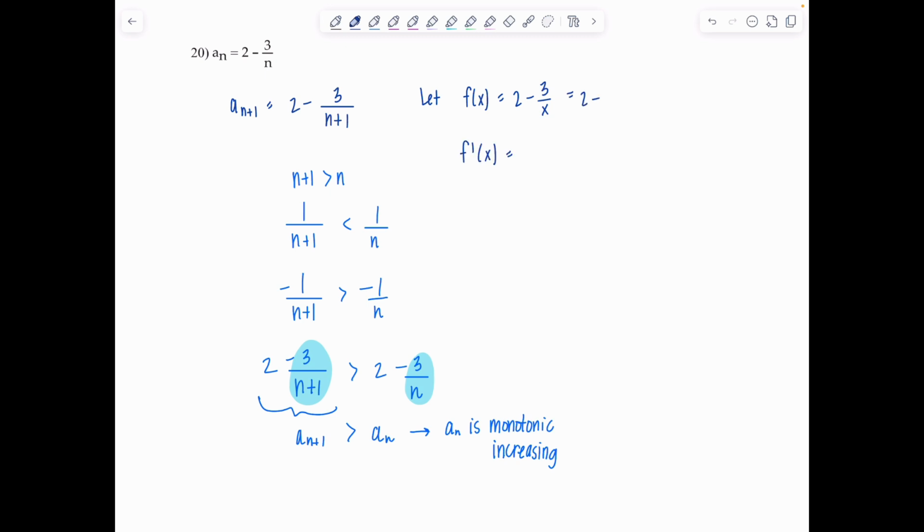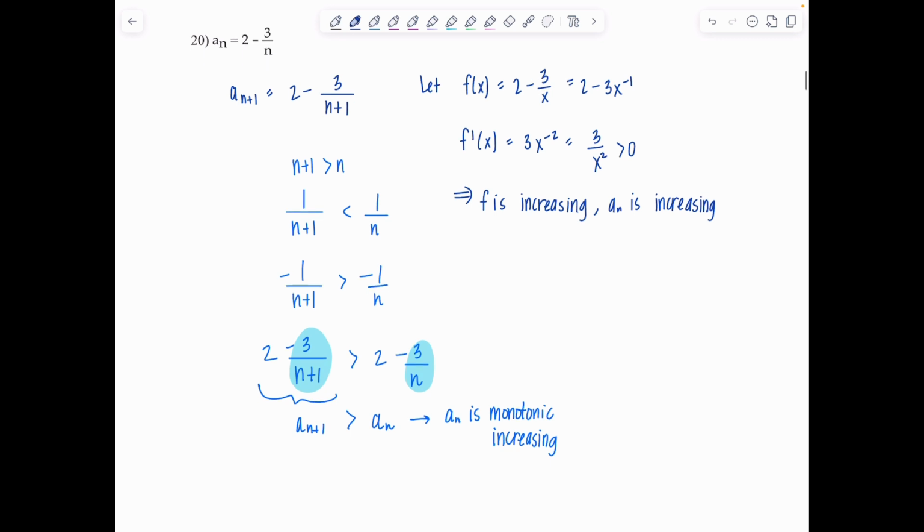Well, this is 2 minus 3x to the negative first. So f prime is going to be the derivative of 2, which is 0, and then this is 3x to the negative second, 3 over x squared. That's always positive, which tells me f is increasing. Therefore, a sub n is increasing. So no matter how you slice or dice it, you should get the same conclusion, obviously, right? Okay, that's done. Now, is it bounded?